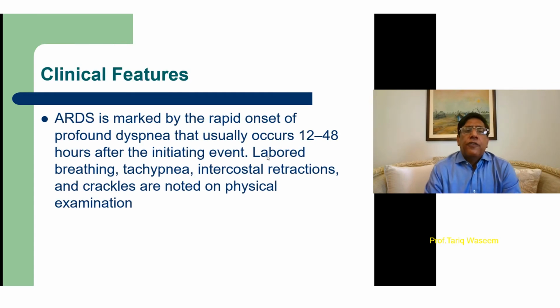The clinical features of ARDS are marked by, of course, a very rapidly developing profound dyspnea. It usually happens within 12 to 48 hours of the initiating event, which may be, as we said, infection, sepsis, or injury. The patient would start having labored breathing. He would become tachypneic. He may start showing signs of intercostal retractions and crackles. And when you examine, you may find a lot of crepitations in the lungs as a result of fluid coming into the alveoli and causing this.